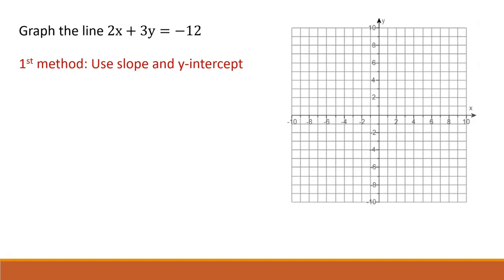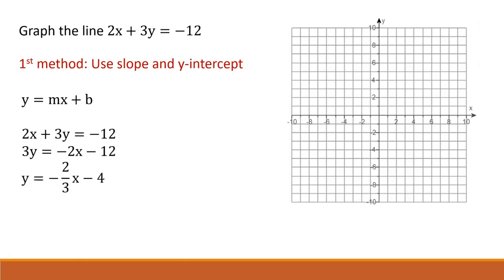Now let's look at some ways to graph a line. We're going to look at 2 methods. The first is to use the slope and the y-intercept of the line. And in order to do that, we need to take the equation that we've been given and write it in slope-intercept form. So the first thing we'll do is subtract 2x from both sides of the equation and then divide both sides by 3. Now we've got the equation in slope-intercept form.